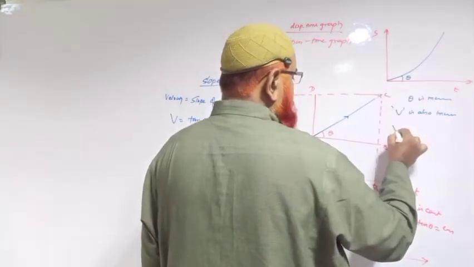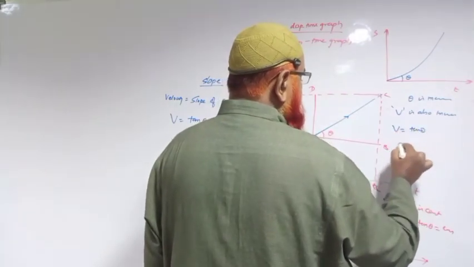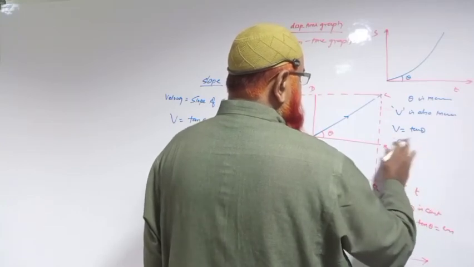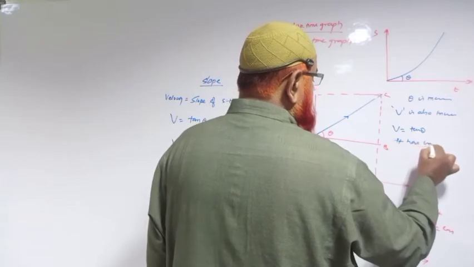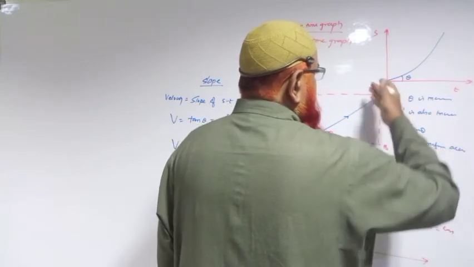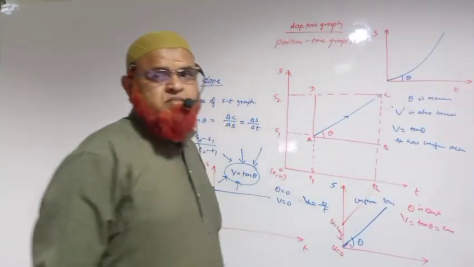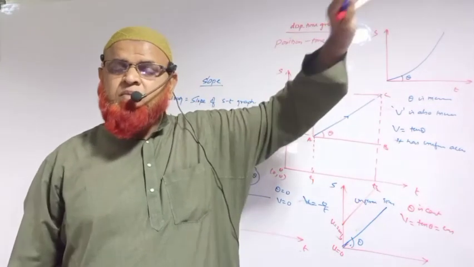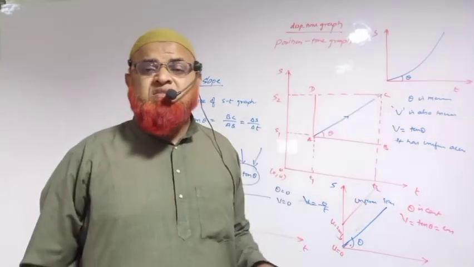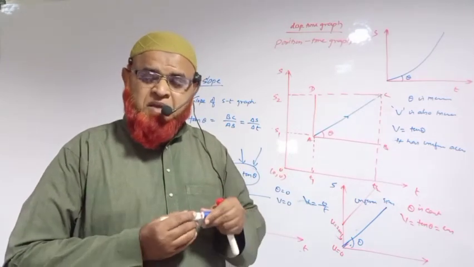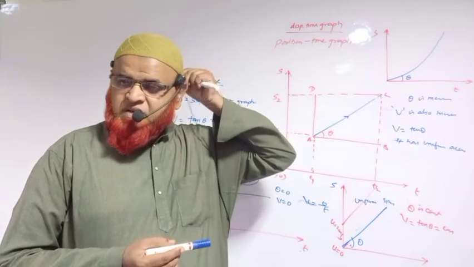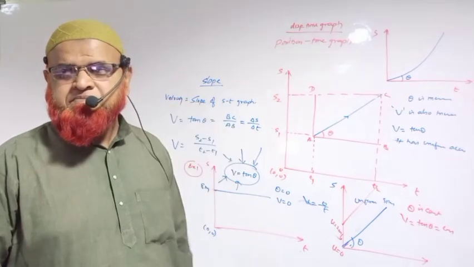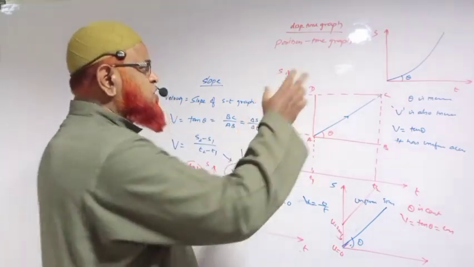And you also know, V is equal to tan theta. So V is increasing. V is also increasing means what? It has uniform acceleration. V is increasing uniformly. Theta is increasing uniformly, no? That means it is not having constant velocity. Its velocity is increasing uniformly. Therefore, we can call it a case of uniform acceleration. Clear? Okay, this is a graph which is representing uniform acceleration.